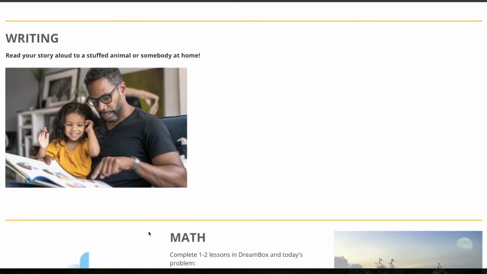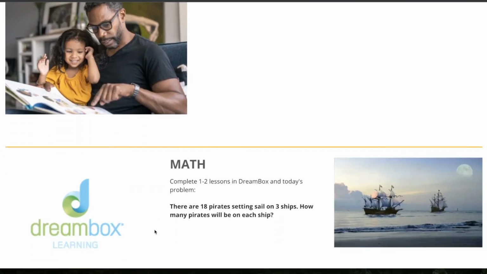All right, today in writing, you get to read your story. So the story that you've been working on, you get to read it aloud. You can either read it to a stuffed animal or a pet or somebody at home, or maybe you could even call somebody and read your story to them over the phone. So you're going to share your story with someone else.